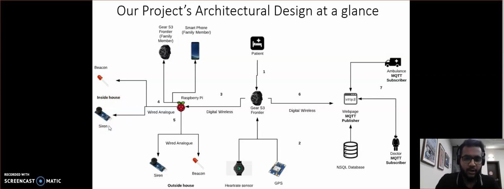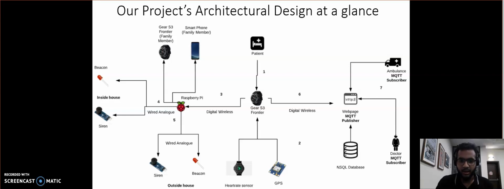Now, this is going to be very useful, especially in the situation where it's nighttime and all of the other family members are asleep. So this would be an effective way of waking them all up, alerting them to the state of the emergency so that they can quickly and swiftly respond, and hopefully the patient's life will then be saved.